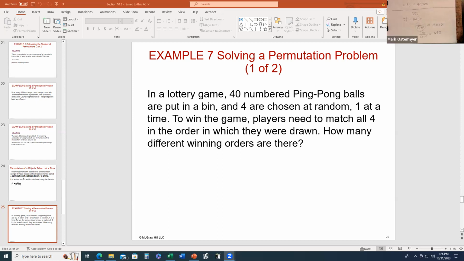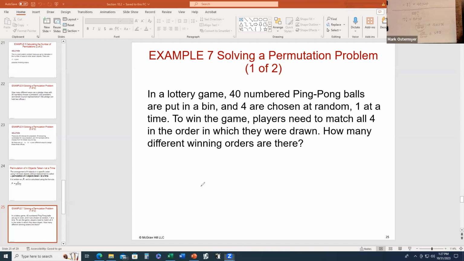All right. Anyways, in a lottery game, 40 numbered ping pong balls are put in a bin. Each of these ping pong balls has a number on it, 1 to 40. Four are randomly chosen, one at a time. To win the game, players need to match all 4 numbers in the specific order in which they are drawn. How many different winning orders are possible here?